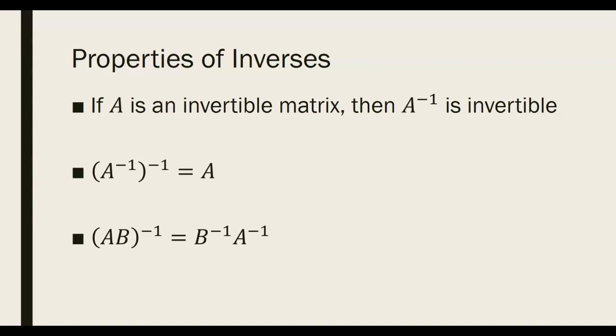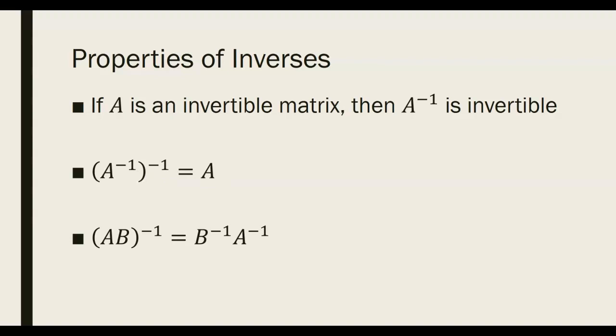Well, the obvious are the first two. If A is invertible, then the inverse of A is also invertible, and that's fairly obvious because A times A inverse is equal to the identity. So A inverse has an inverse, which in fact is A. All right. So if you take the inverse of A and then take the inverse of that, you get back to A. So the inverse of an inverse is just back to the regular matrix.